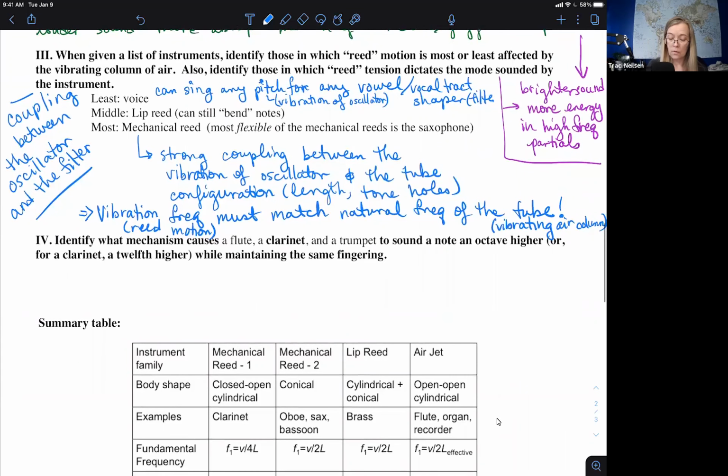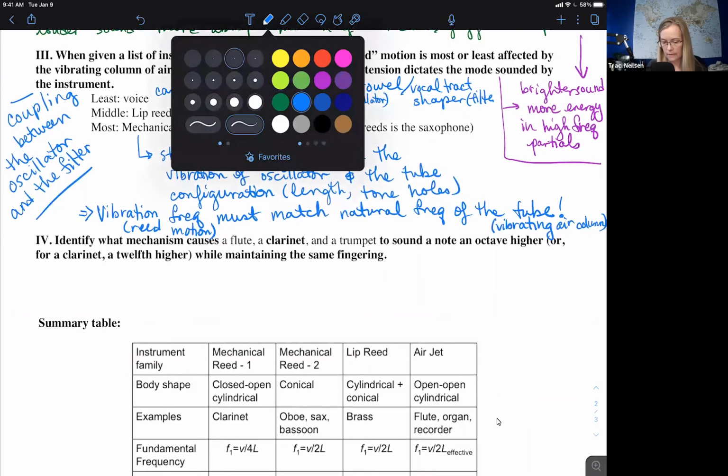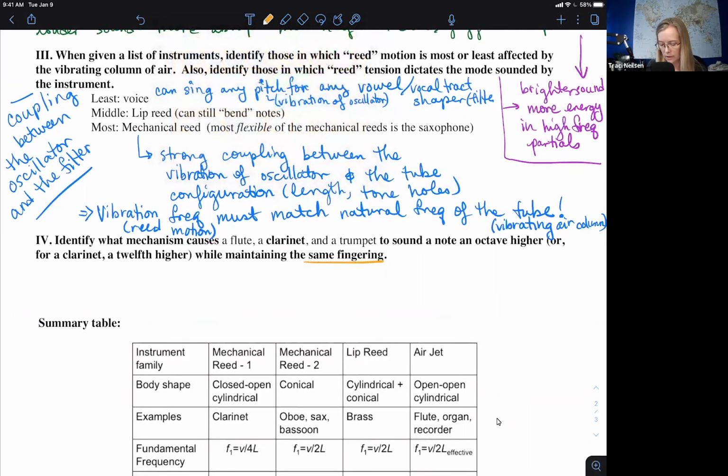Okay, so to be able to maintain the same fingering, which means same L, so we're doing the same length for our tube. We're talking right now about the clarinet. The clarinet, again, was our open-closed tube of length L, closed on the mouthpiece end, open on the bell end. Let's just say that's the length to the first open tone hole.